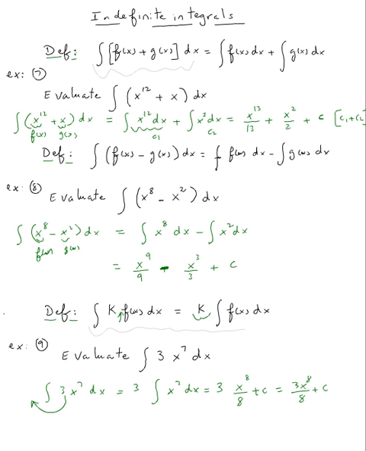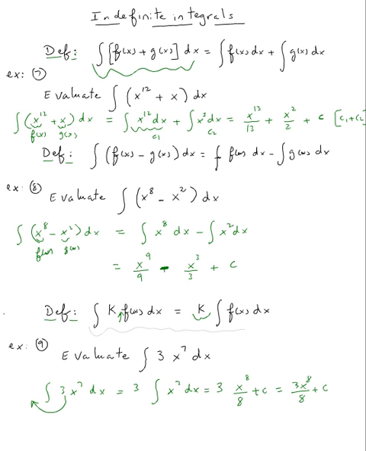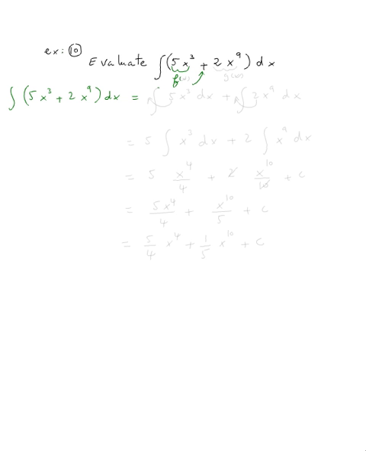Now let's do example 10. Example 10, we need to evaluate the integral of 5x cubed plus 2x^9 dx. First we need to use the sum rule, since we have a plus here. So first we use the first property right here. We think of 5x cubed as being f of x and 2x to the 9 as being g of x.